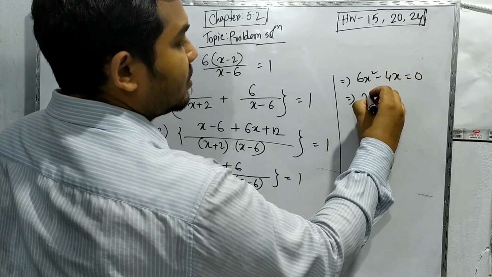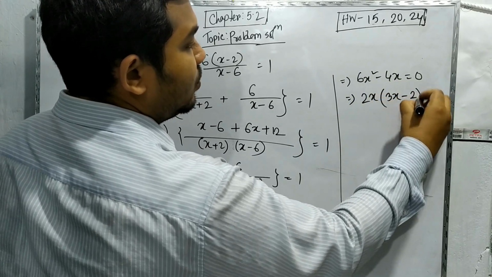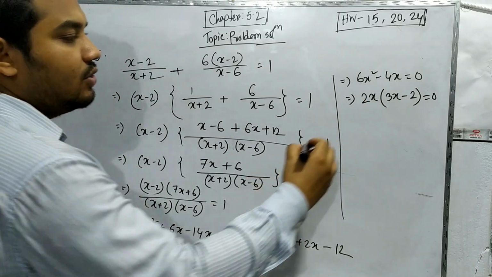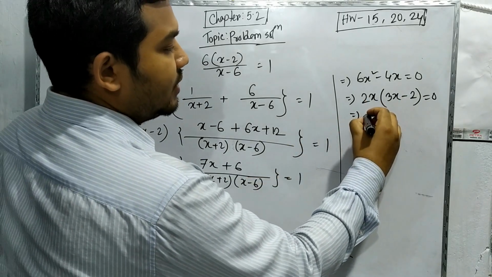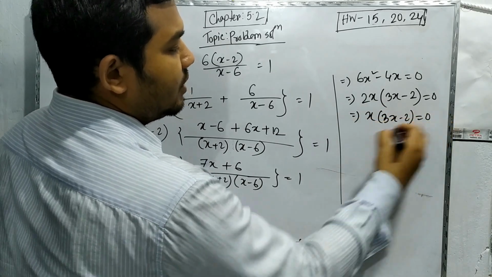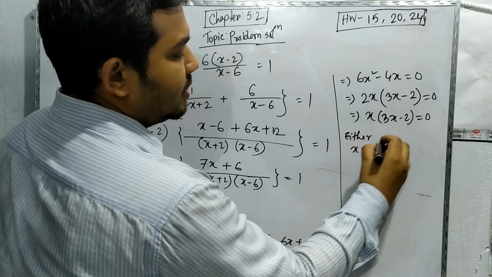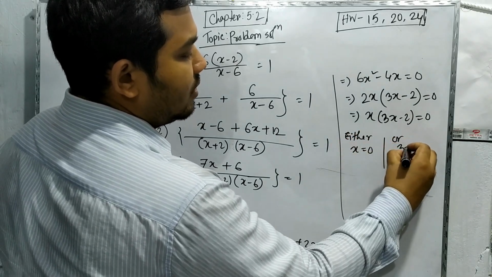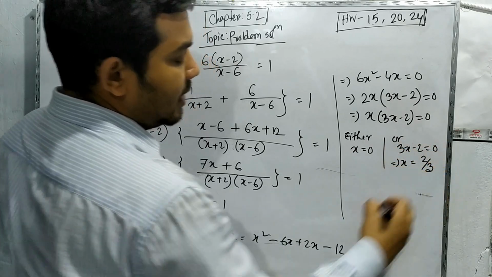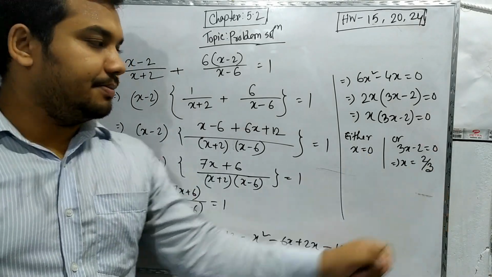Then we can take 2x as common, then 3x minus 2 equal to 0. So it can be written as 2x into (3x minus 2) equal to 0. So either x equals 0 or 3x minus 2 equals 0, or x equals 2 by 3. So here the values of x are 0 and 2 by 3.